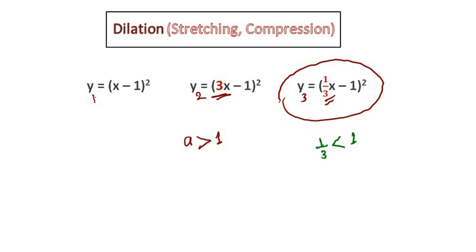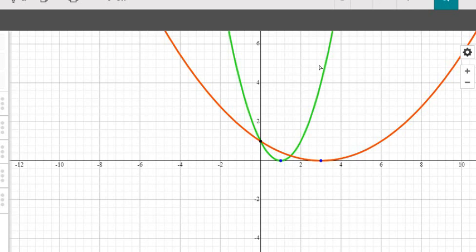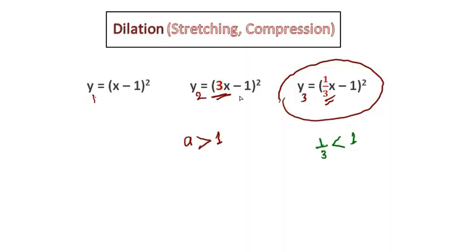Let's see this on the graph to prove our assumption. The green one is y1, while the orange is y3. So we see that it is stretched horizontally by a factor of 3. For example, this is 1 and 0. This point is 3 and 0. So the value of x is 3 times bigger. We conclude that for the horizontal dilation, when x is multiplied by a factor greater than 1, it will be compressed horizontally. When x is multiplied by a factor less than 1, it will be stretched horizontally.